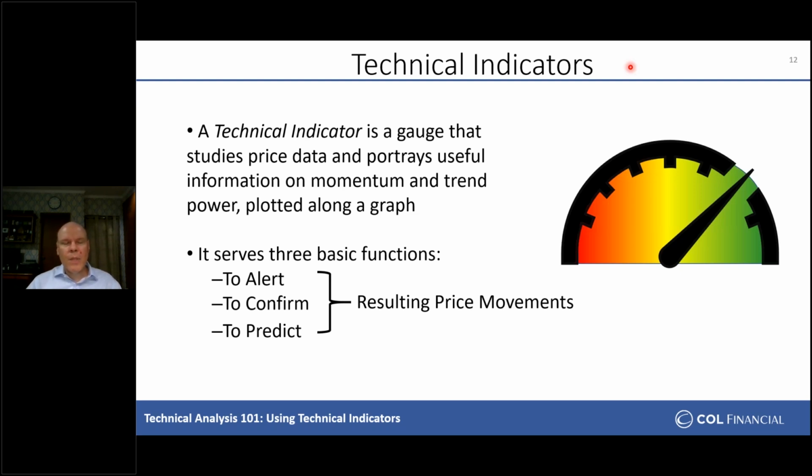So the job of an indicator should be threefold. First, it's supposed to be able to give you an alert that something's going on. Good or bad, it doesn't really matter. We just have to be able to take it as we see it. Second, it will attempt to confirm some suspicions you have.